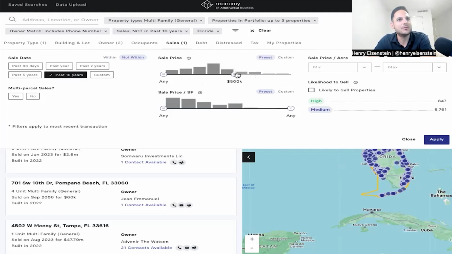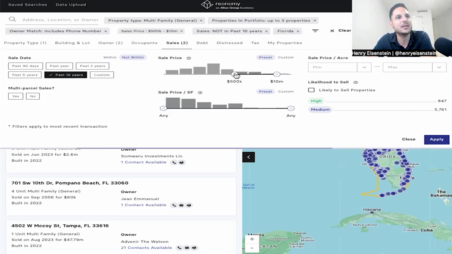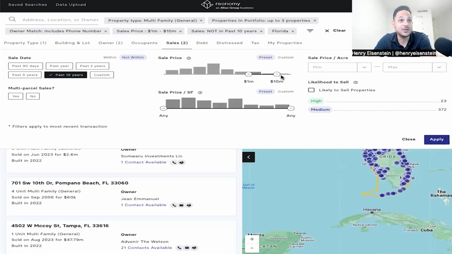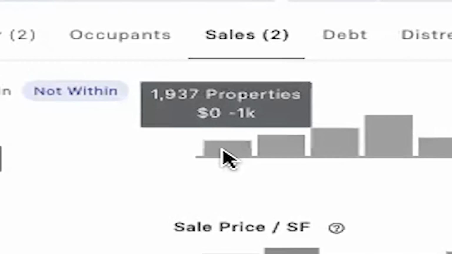If I move this down to, I want to prospect properties that have sold between, let's say, $1 million and $10 million, I went from 25,500 properties to 1,200. That's crazy. What I have found is that there's also a lot of properties that were not marked. I mean, as you can see, look at this. This is ridiculous. 2,000 properties were sold between $0 and $1,000.